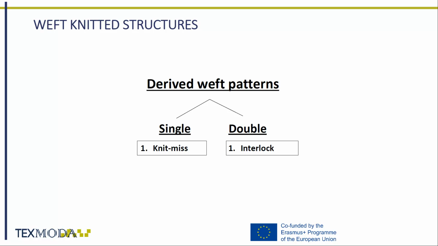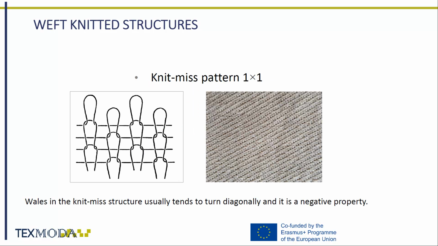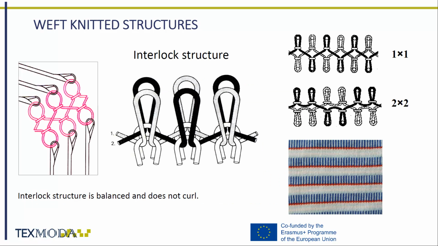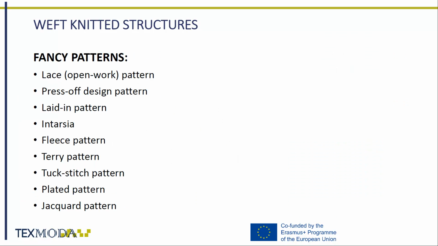Derived weft patterns are made by adding wales of the basic pattern between the wales of the same pattern. Knit miss pattern is derived from the single jersey and can be knitted in different pattern repeat. Interlock is the most popular derived weft pattern, composed of two rib structures inserted into each other. In such structure, each course is made of two yarns laid in rib knitting principle. Interlock structure can have different pattern repeat.